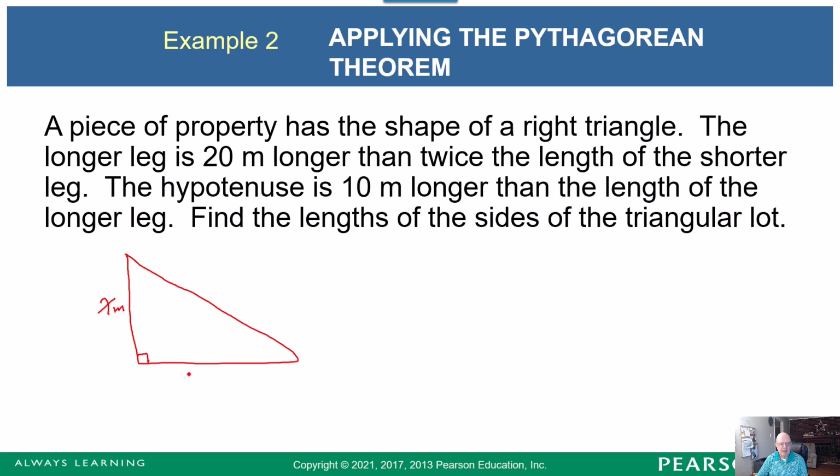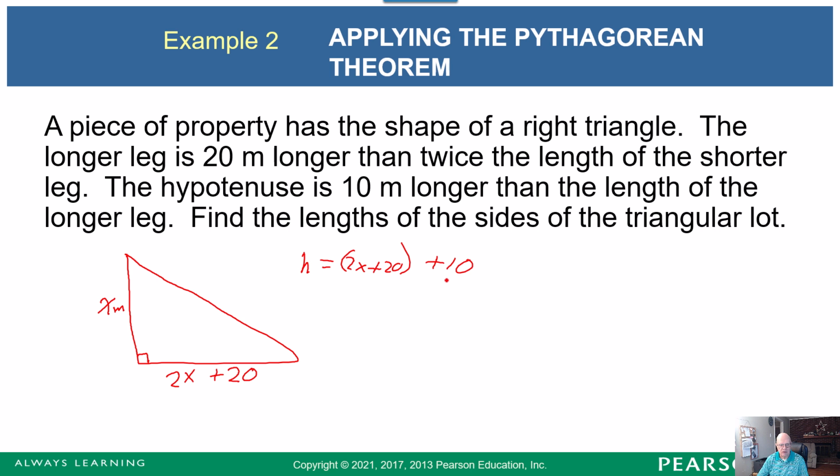Now how long is the other one? It's 20 meters longer than what? Than twice the other leg. And the hypotenuse is 10 meters longer than the length of the longer leg. So the hypotenuse is 10 meters longer than the length of the longer leg. And the longer leg was 2x plus 20.